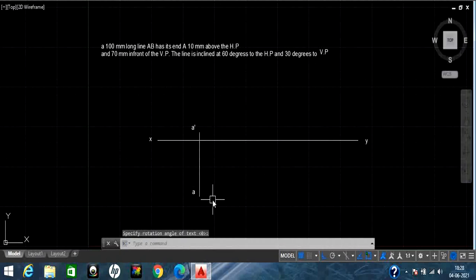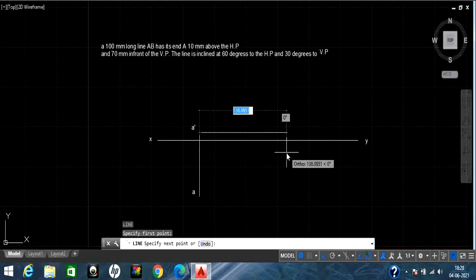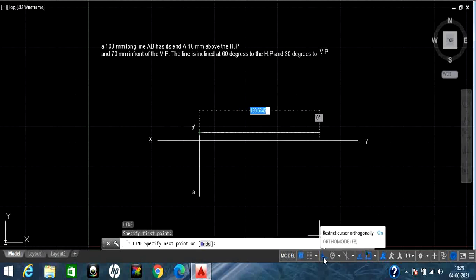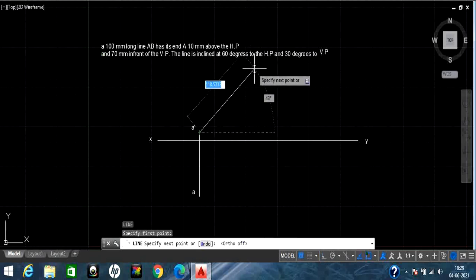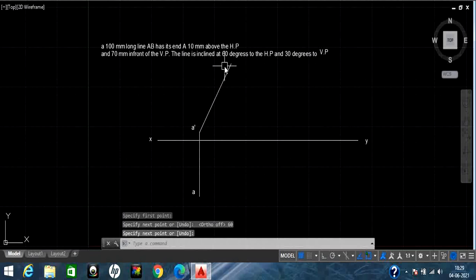Take the line command. This is the starting point. Before drawing inclined lines, please turn off ortho mode. In manual drawing, measure the 60 degrees using a protractor and draw the 100 mm long line. Type 100 and the angle is 60. Then this one is completed. The angle of this line is 60.